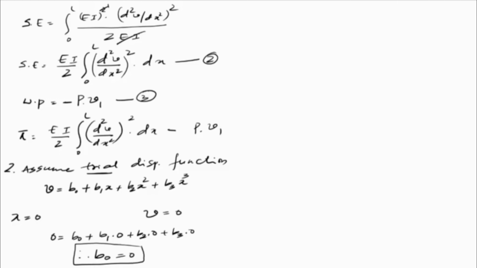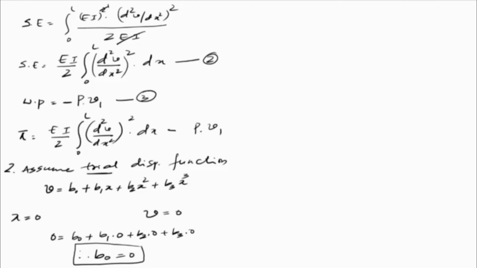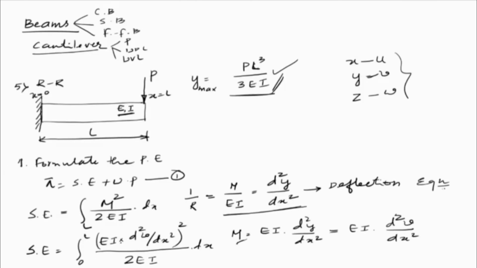Similarly, I'll go with the second boundary condition, that is x is equal to L. When x is equal to L, I have v is equal to v1, or you can also call it vmax. So I'll have maximum deflection, because when a point force is applied like this, the beam is going to deflect like this. That means this is the maximum deflection at the free end, and this deflection goes on reducing when you move towards the fixed end.